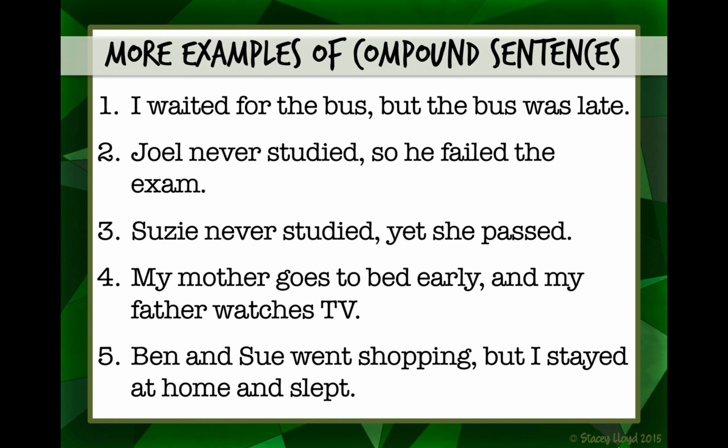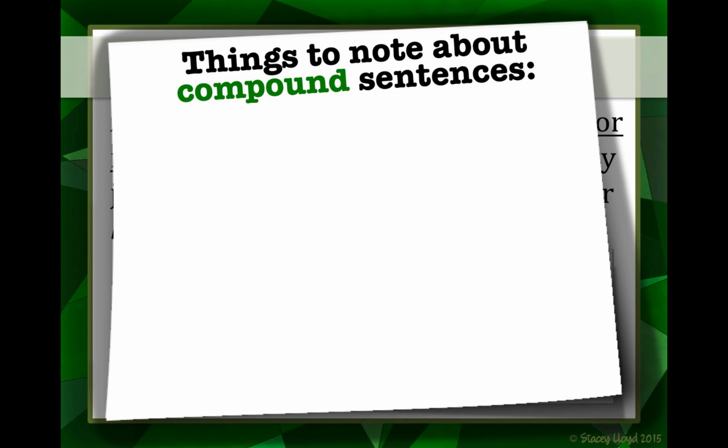My mother goes to bed early and my father watches TV. What are my independent clauses? My mother goes to bed early. My father watches TV. So we've got 2 of those. So what do we combine them with? A conjunction. And what do we put before a conjunction? A comma. Good. My mother goes to bed early, comma, and my father watches TV. Good job, you guys.